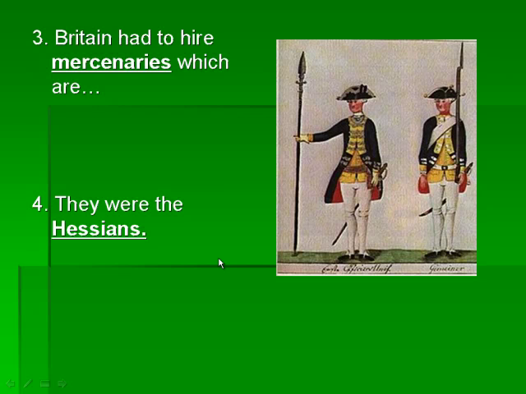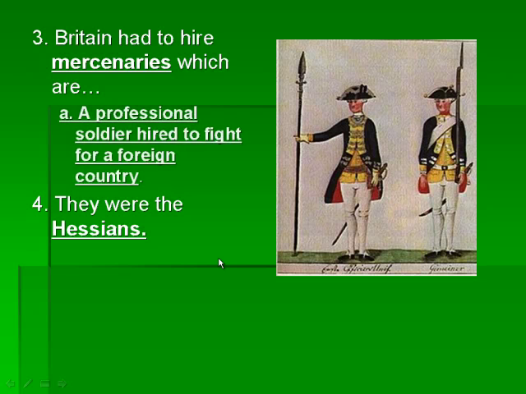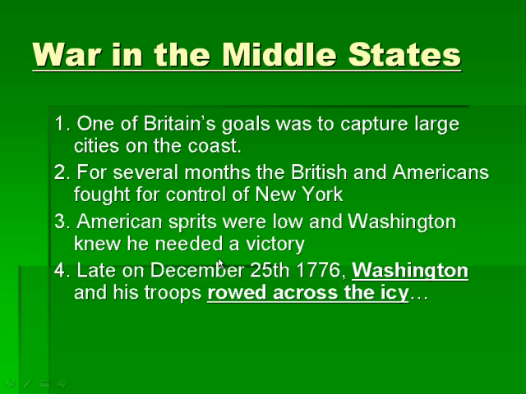Another reason why he has a hard time recruiting troops is that enlistment is for life in Britain, and not a lot of people really want to sign up to fight in an army for life. So because they do not have many soldiers, they have to hire mercenaries, and a mercenary is a professional soldier who is hired to fight for a foreign country. In this case, they get the Hessians, who are from Germany. So they go over to Germany and say, hey, we need some soldiers, we'll pay you, and people sign up. They're going to be fighting for Britain, going over to America and fighting. One of Britain's goals is to capture large cities on the coast. One of those large cities that they're trying to control is New York.